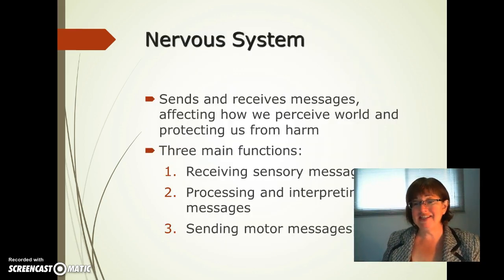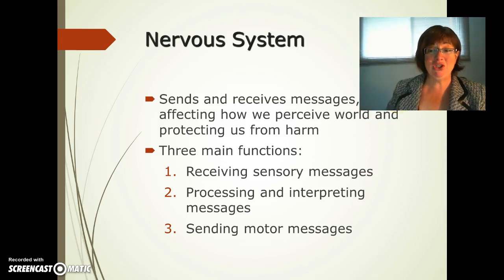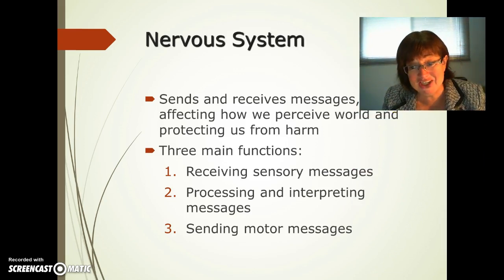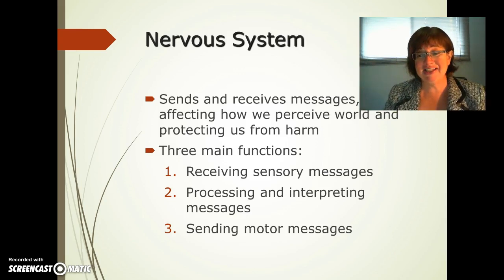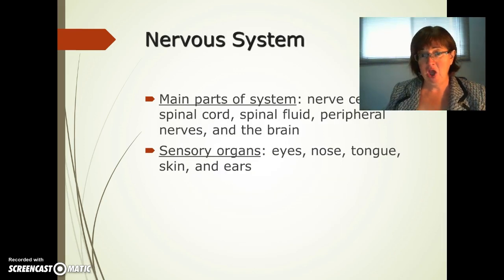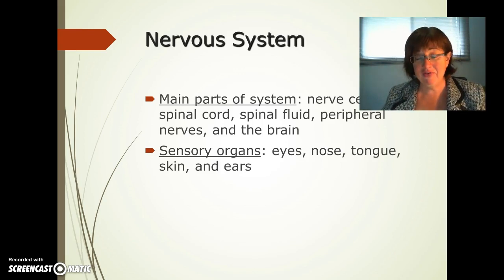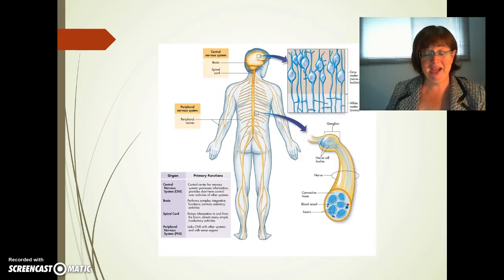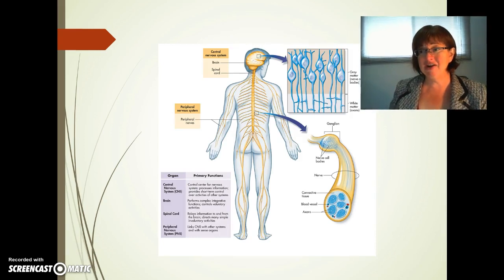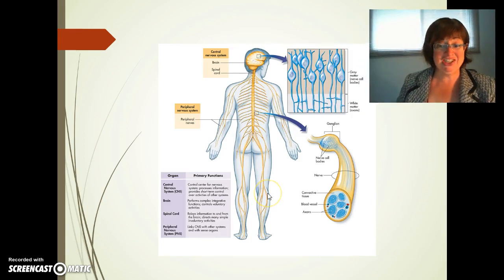The nervous system's job is to send and receive messages. It's going to receive a message, process it, and then send out a motor message to tell the body to do something about it. The main parts are your nerve cells and your spinal cord. There's fluid around your spine to protect and nourish it. You have your peripheral nerves, which leave your spinal cord and go out to your body. Then you have your brain. You also have your eyes, nose, tongue, and your other sense organs. Okay, we'll go into a lot more detail later as we go through each. This is just an introduction.